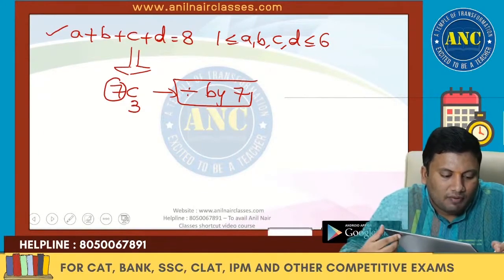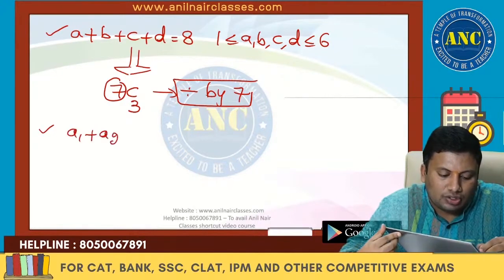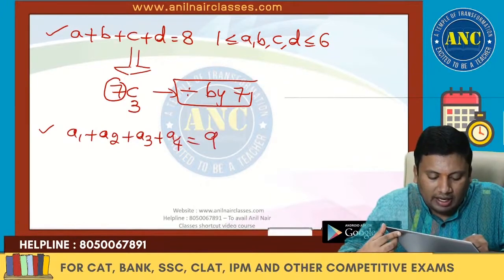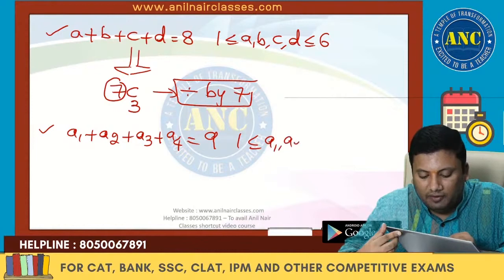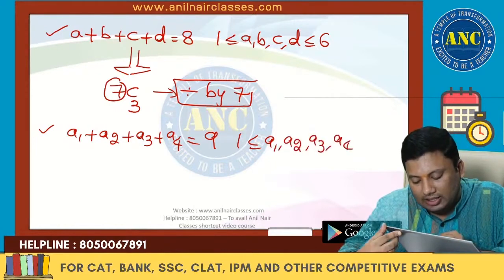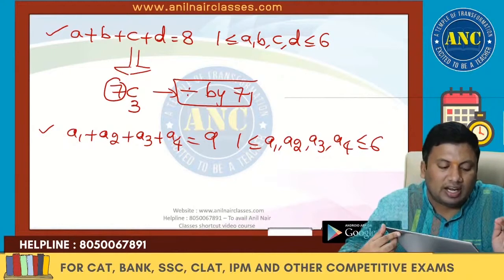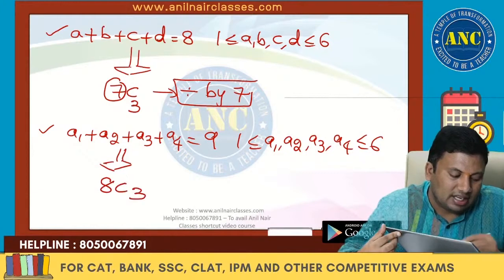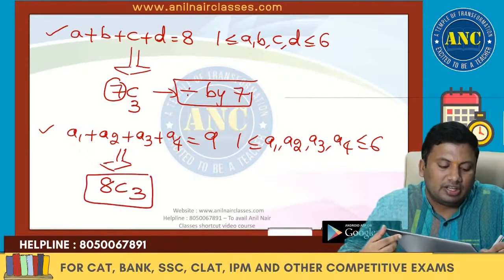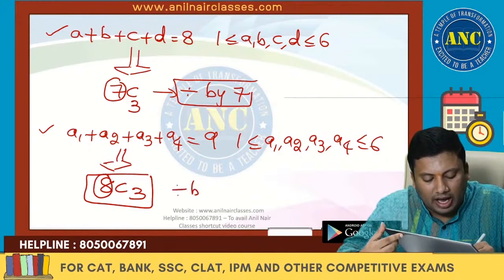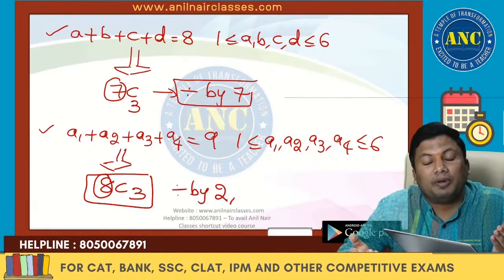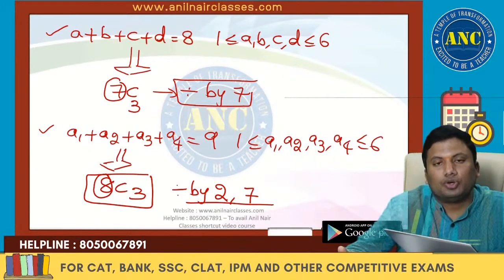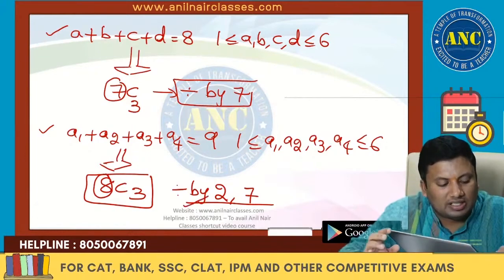Now we will solve one more question. A1 plus A2 plus A3 plus A4 is nothing but 9, with 1 less than or equal to A1, A2, A3, A4 less than or equal to 6. 6 plus 3 is 9, so if it is greater than 9, I will subtract the cases. The answer is nothing but 8C3. 8 is a composite number, so the answer will be divisible by 2. Before 8, what is the prime number? 7. The answer will be divisible by 2 and 7. I hope this idea is clear.